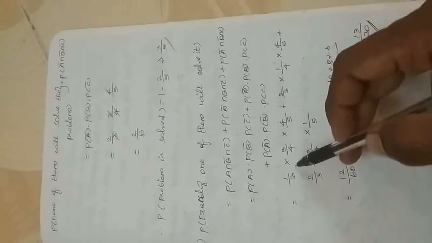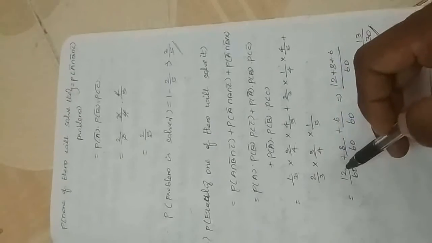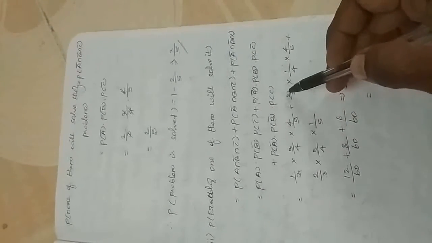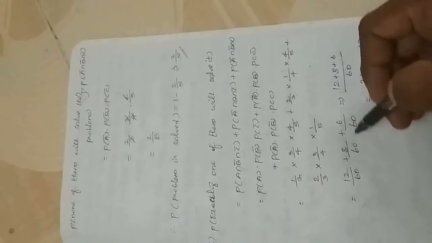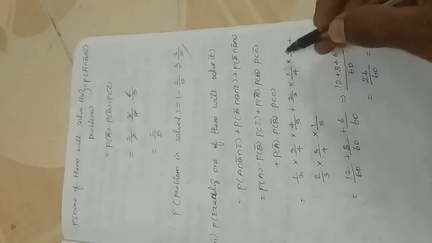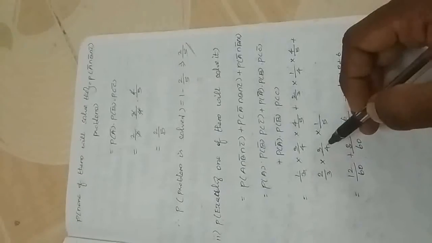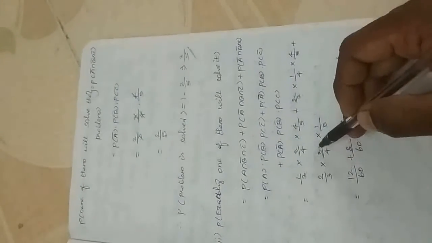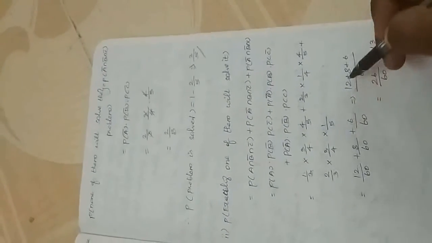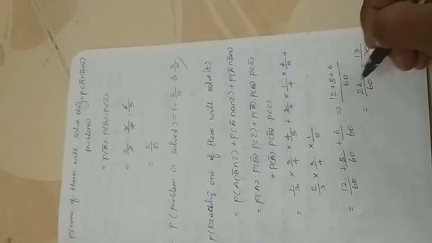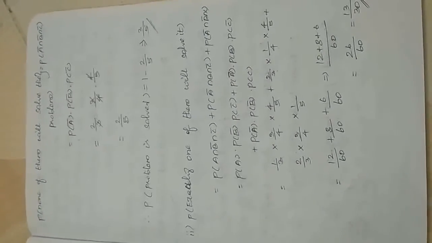Okay. Now 3 4s are 12, 12 5s are 60. 1 3 is 3, 3 4s are 12. After 2 1s are 2, 2 4s are 8. After 3 4s are 12, 12 5s are 60, 2 3s are 6, 6 1s are 6. Okay, so LCM value is 60. So adding the numerator 12 plus 8 plus 6 equal to 26. 26 by 60 equal to 13 by 30. It is the final result of question number 6.